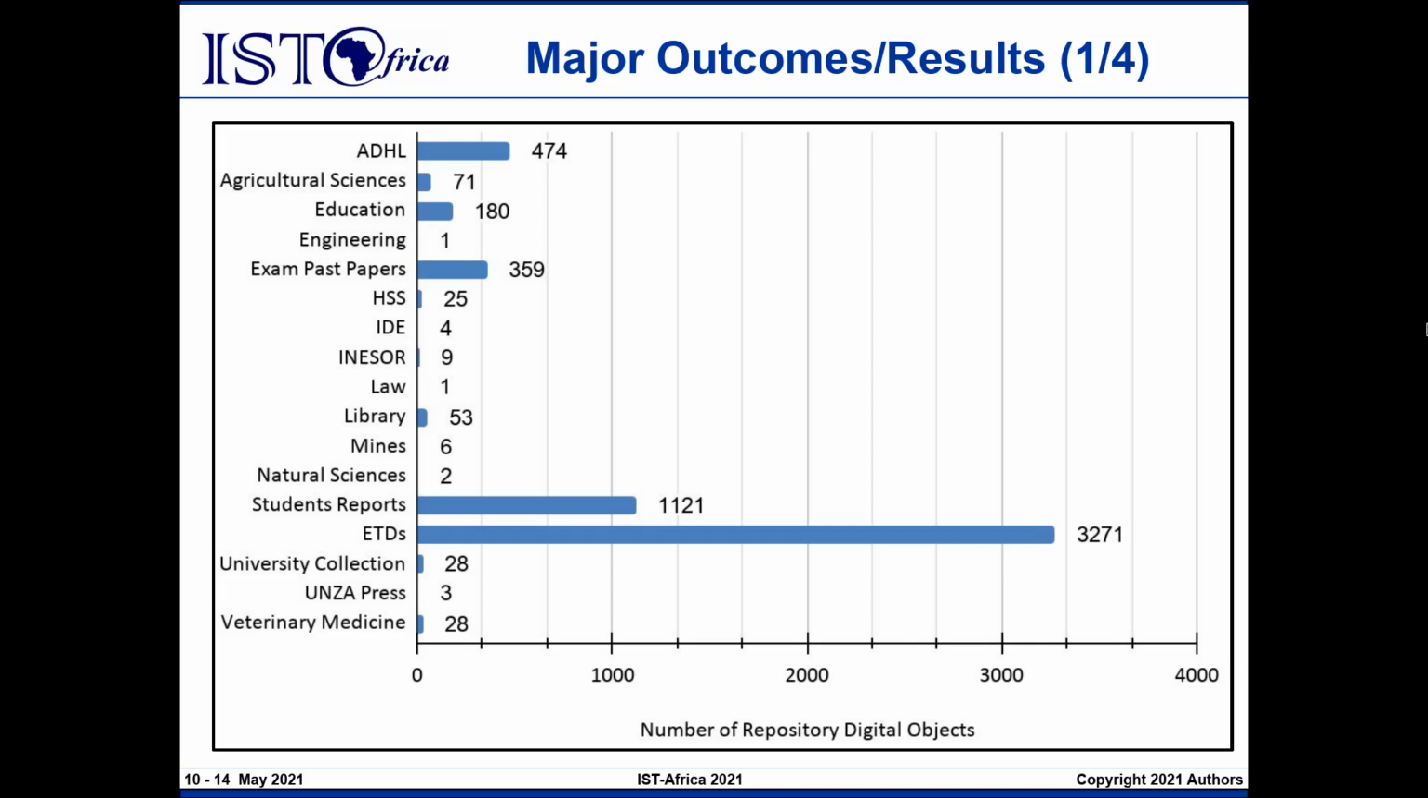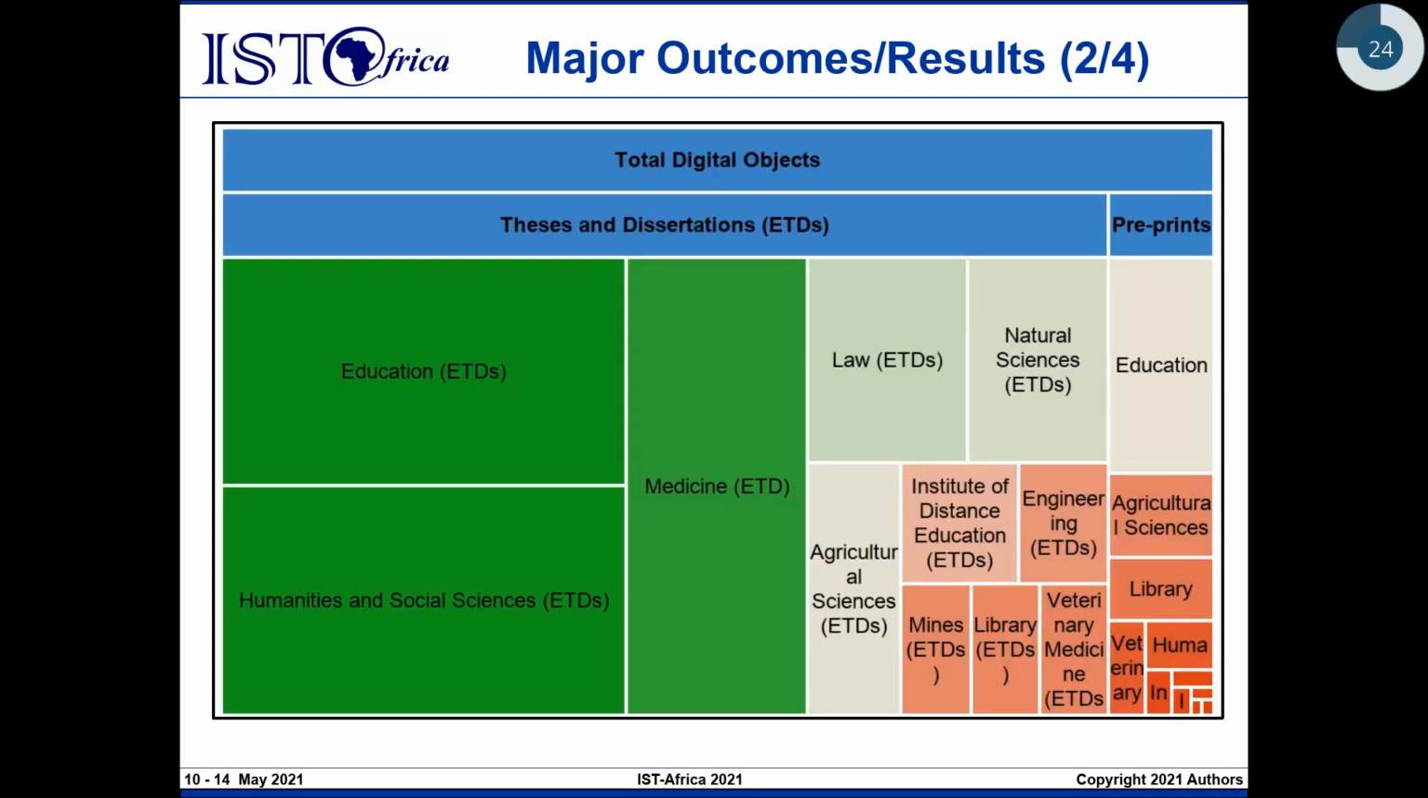So the major outcomes of the study, in terms of the content analysis, is that we discovered there's really very little content associated with research done by faculty staff. The large proportion of the research is associated with electronic theses and dissertations, as can be seen from this tree map as well.